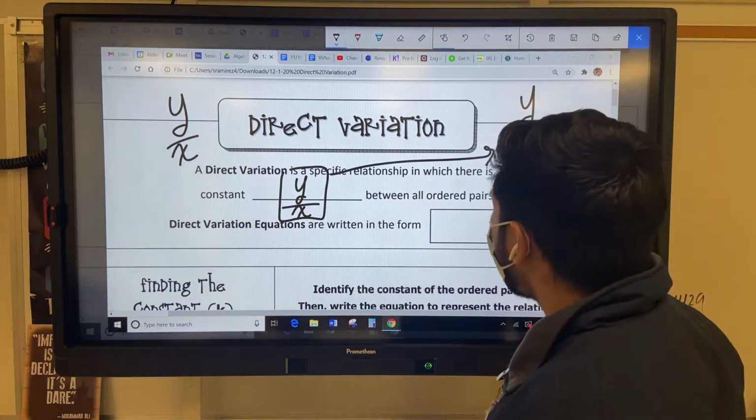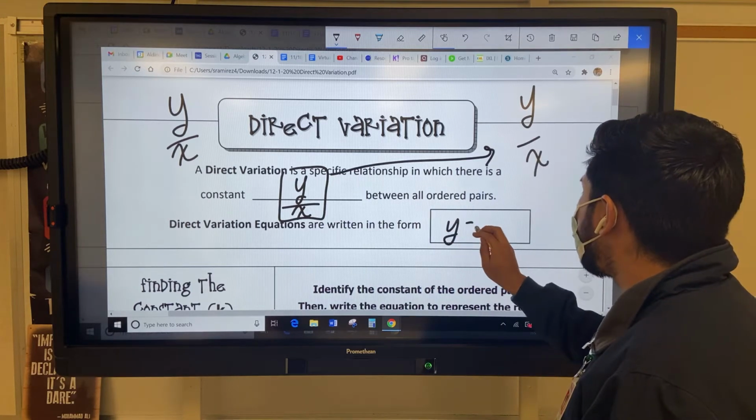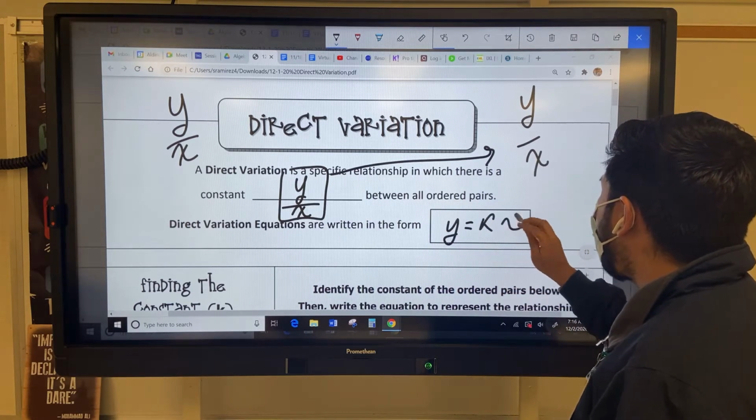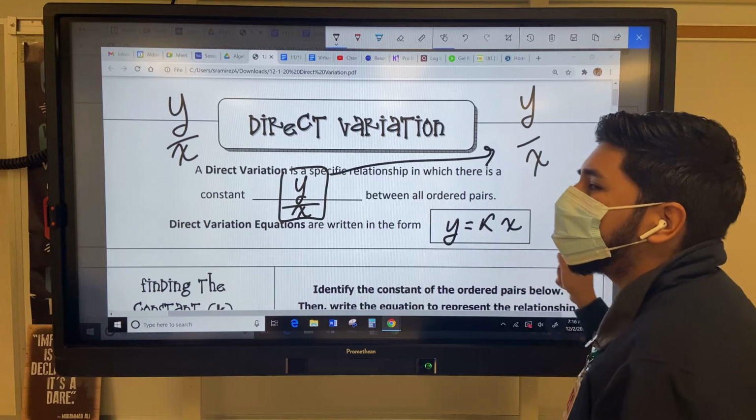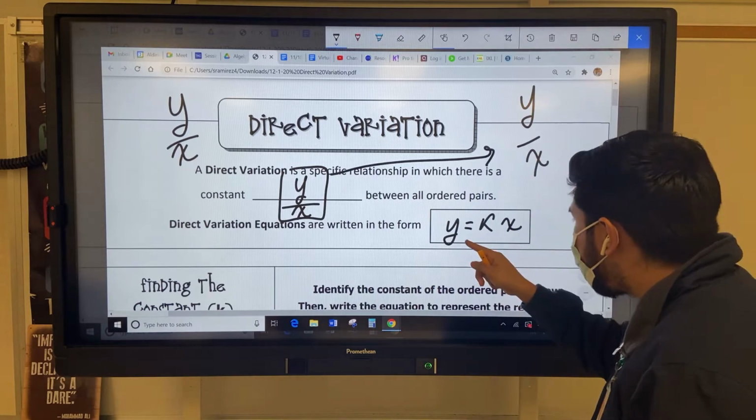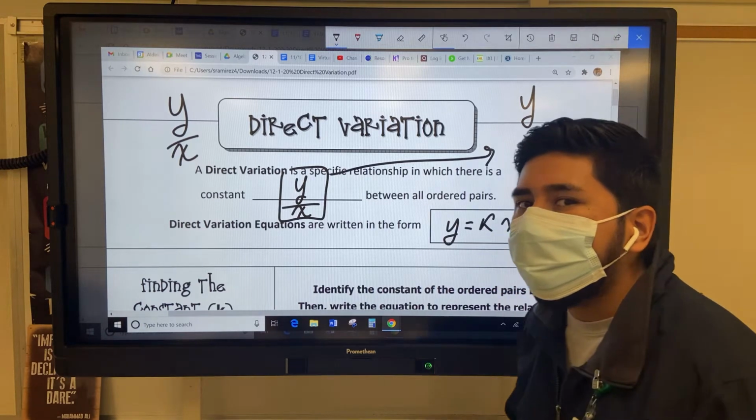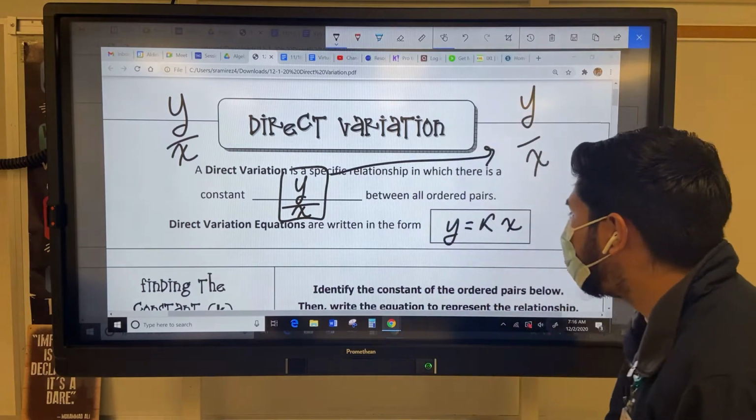The equation for this form is y equals kx. We're used to seeing y equals mx plus b, but in this case it's y equals kx. All right.